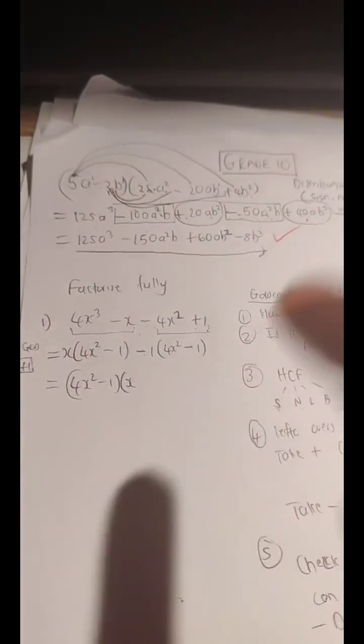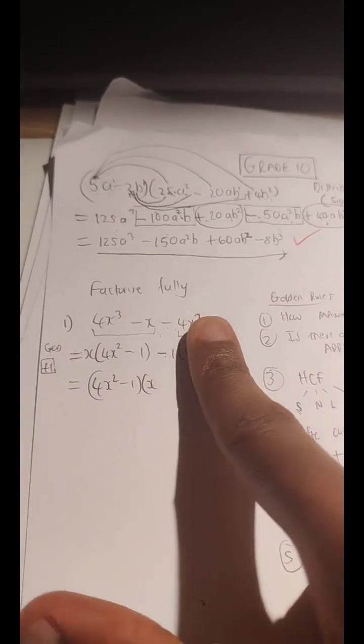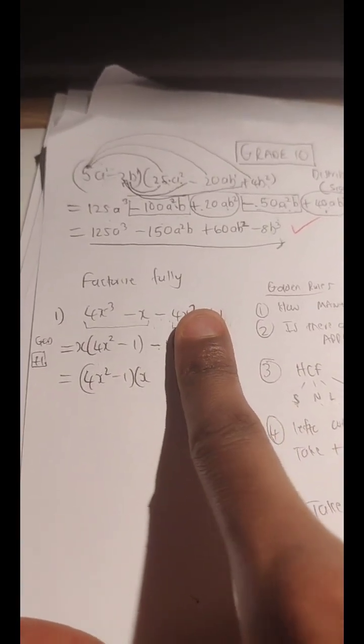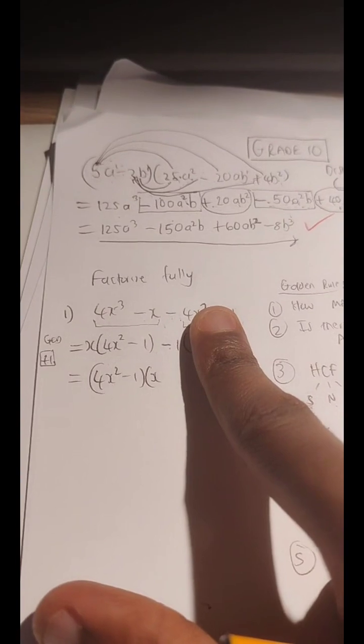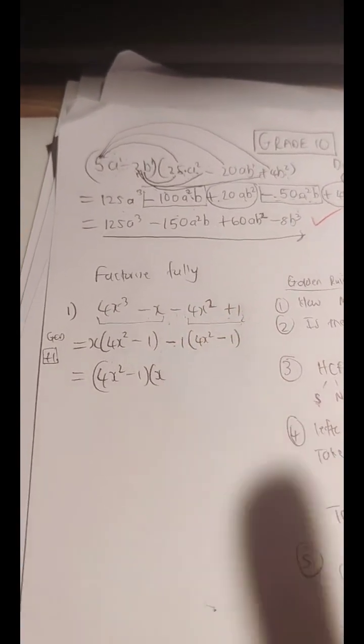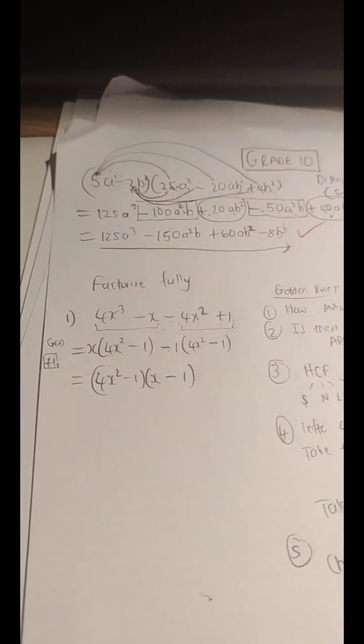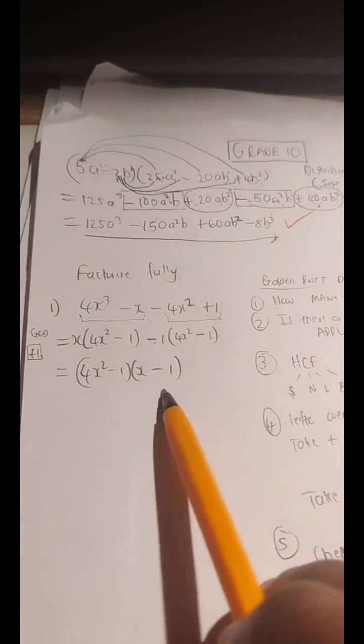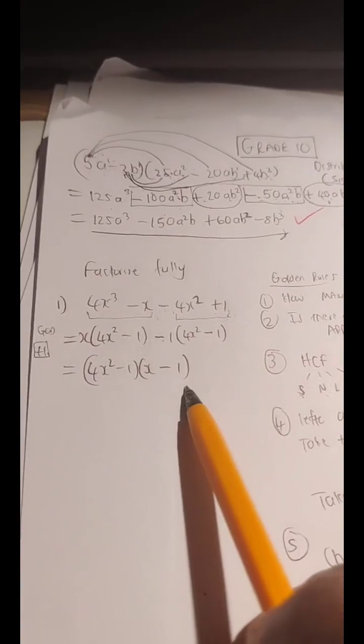Then what about on the right? If you take out the 4x squared that was there on the right, what are you left with? 4x squared on the right is multiplied with negative 1. So that means we are left with negative 1 on the right. Okay, so that's our factorization going good so far.